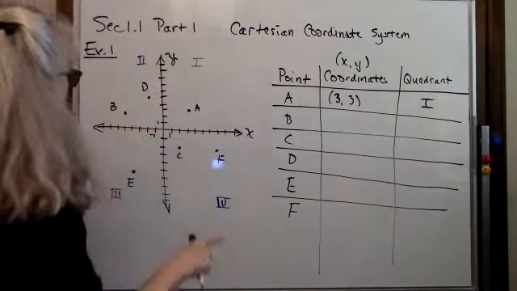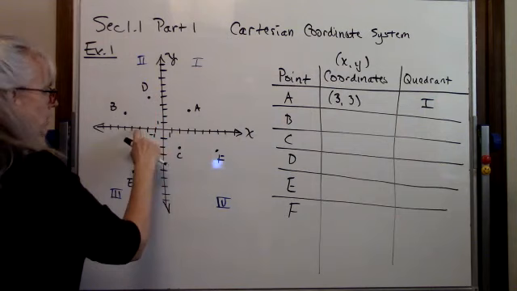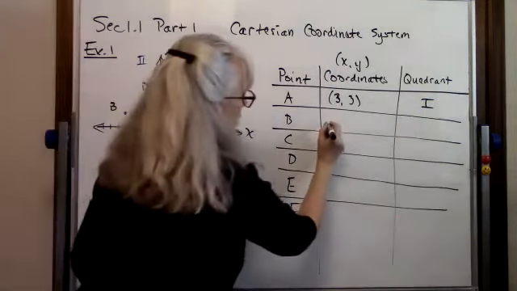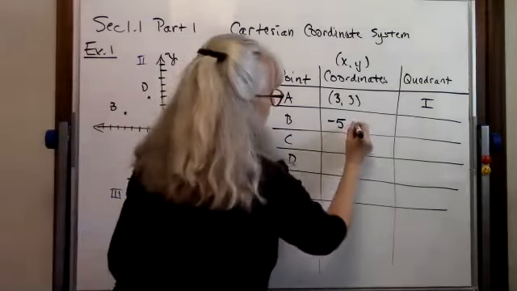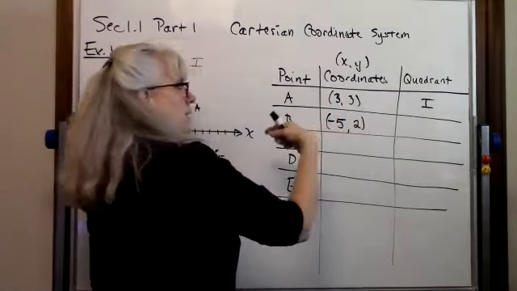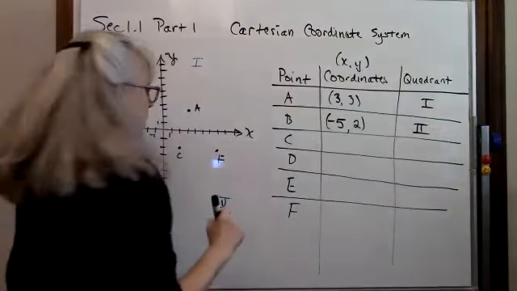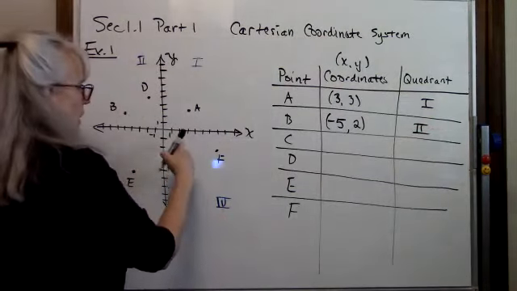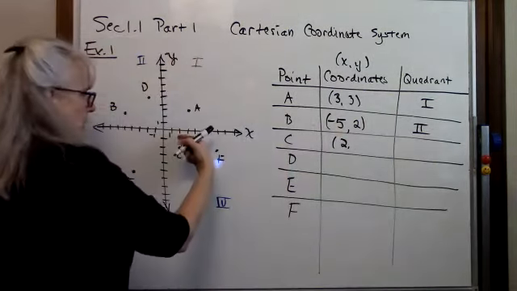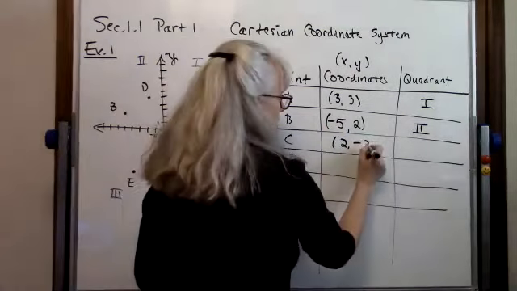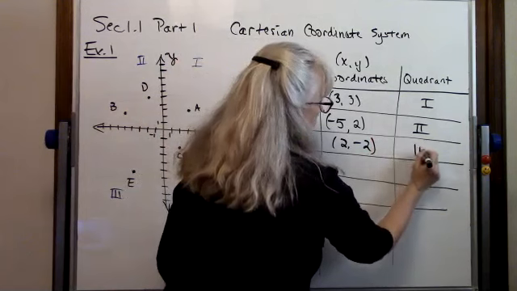Okay, point B, which is over here, is in quadrant 2. And we're going to count off 1, 2, 3, 4, 5. So negative 5 in the X direction, and up 2 in the Y direction, positive 2. So it's a negative X and a positive Y, and it's in quadrant 2. Point C is over here. It's positive 2 in the X direction, but it's negative in the Y direction. We're going to go down to negative 2. So it's located at the point 2, negative 2, and it's in quadrant 4.